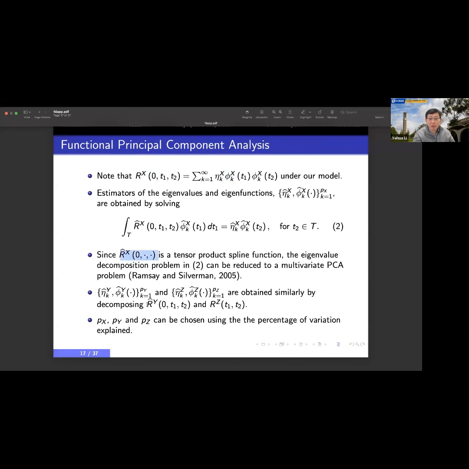Similarly, you can decompose the covariance of Y and the covariance of Z, and get their eigenvalues and eigenfunctions. Even though in theory you can have an infinite number of principal components, in reality you have to truncate them. The number of principal components admitted in these models can be selected using the so-called percentage of variation explained approach.